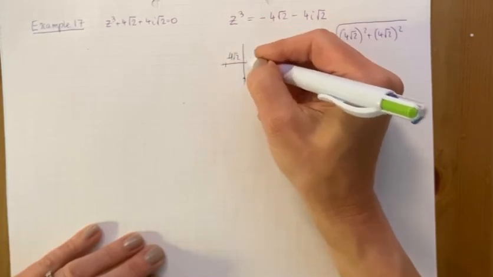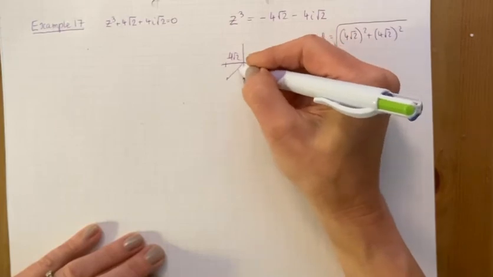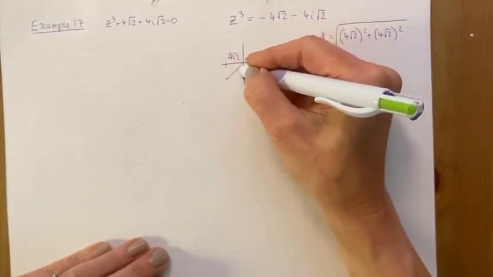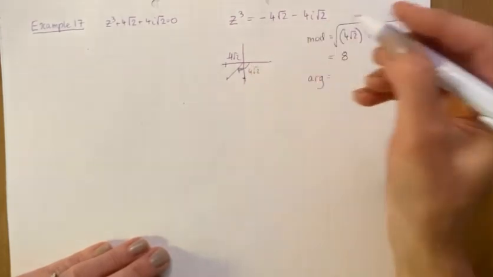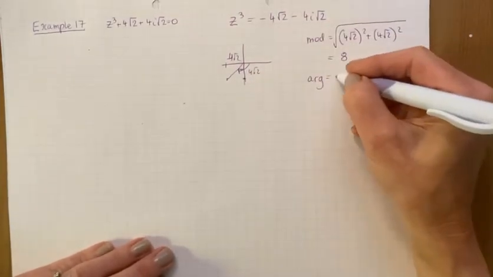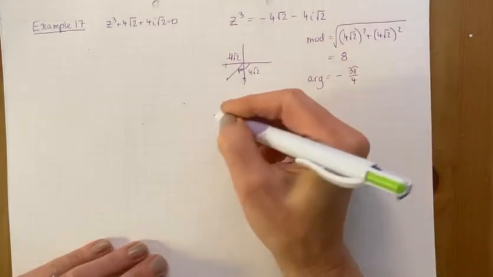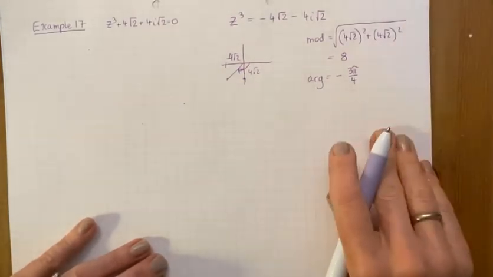Argument. Okay, let's just plot the point if you need to, but you should notice that it's 4 root 2 across, 4 root 2 down. We are talking about 45 degrees to both axes. So altogether, it's going to be minus 135, which is minus 3 pi over 4. So I haven't used trigonometry, I just used common sense here, which is fine.